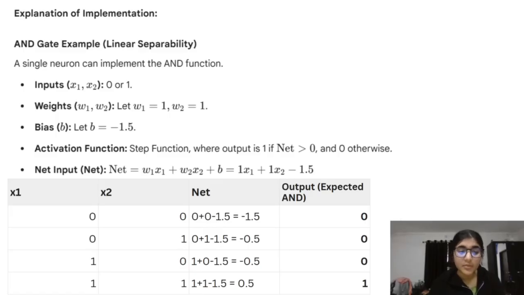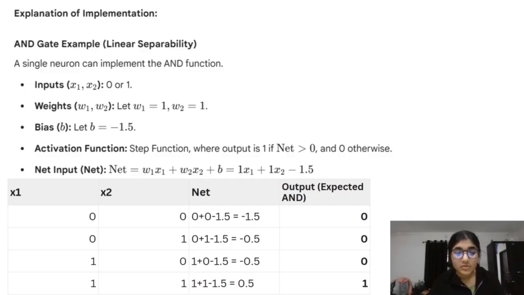AND gate example, linear separability. A single neuron can implement the AND function in which we have inputs x1, x2 as 0 and 1, weights w1 and w2, in which both values are 1, 1, and bias b equals minus 1.5. Then the activation function is a step function where output is 1 if net is greater than 0 and 0 otherwise. Net input is given by the formula net = w1x1 + w2x2 + b.